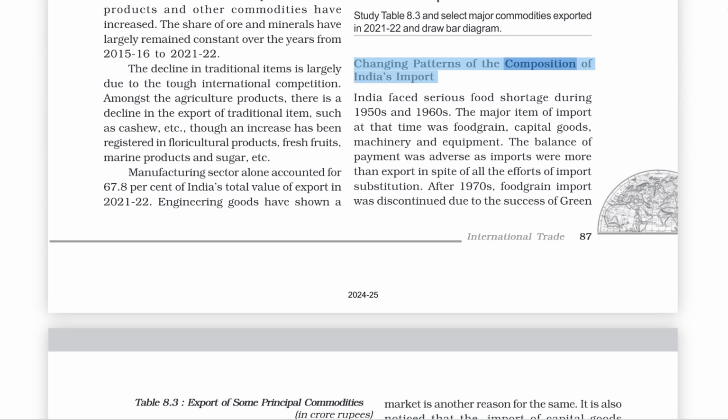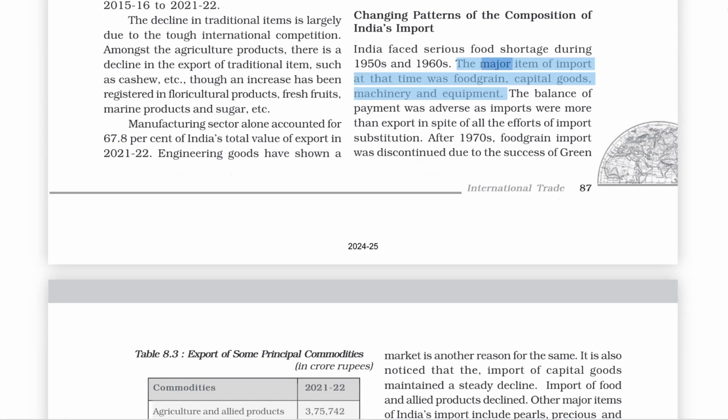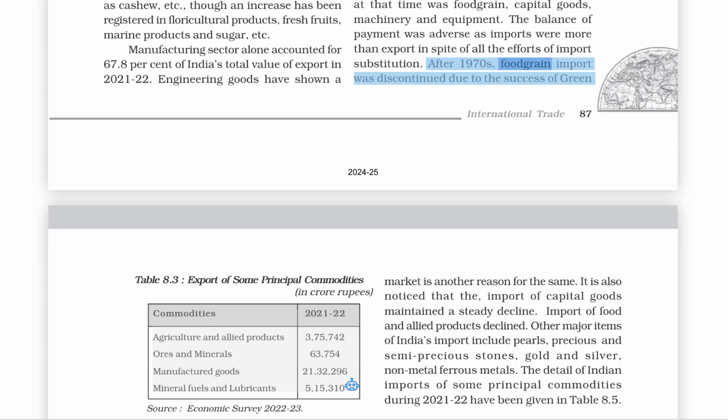Changing patterns of the composition of India's import. India faced serious food shortage during 1950s and 1960s. The major items of import at that time were food grain, capital goods, machinery, and equipment. The balance of payment was adverse as imports were more than export in spite of all the efforts of import substitution. After 1970s, food grain import was discontinued due to the success of green revolution.